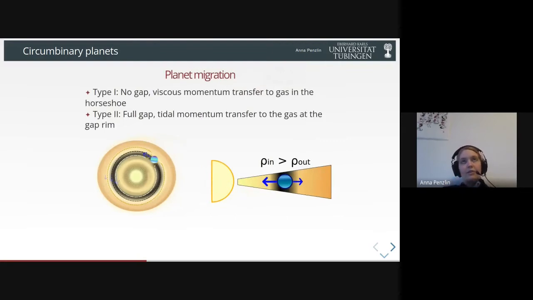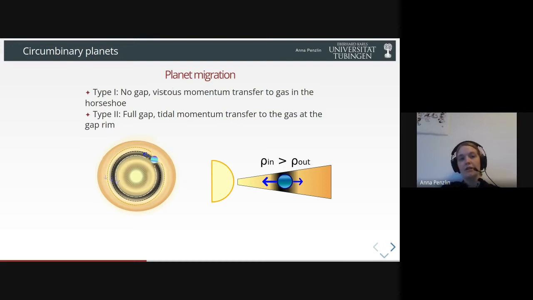As I already told you, the inner part of the disk is quite turbulent, and turbulence will prohibit you from forming planets in this region. However, you can still migrate into the inner part of the disk and even maybe beyond. So let's talk a bit about what planet migration does. Generally speaking, we have two most important types of migration.